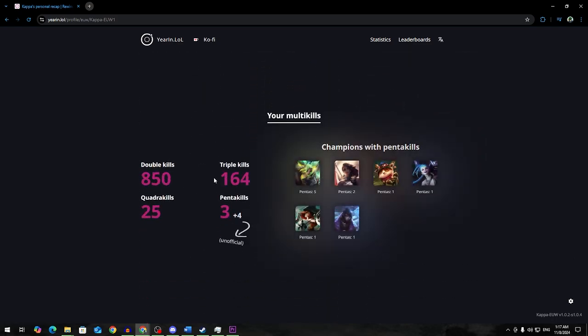As you can see, there is the record of all types of kills, like double kill, triple kill, quadruple kill, and pentakills. As I got 11 pentakills, I don't know why it's saying unofficial, but this is how you check your kills, pentakills.